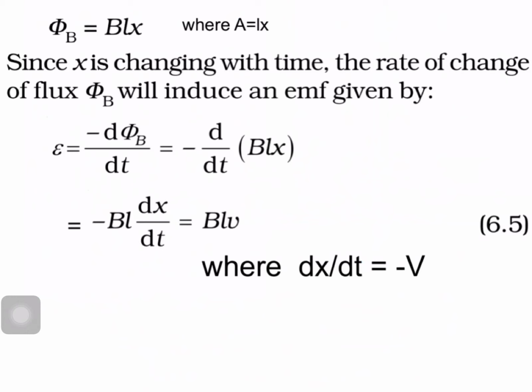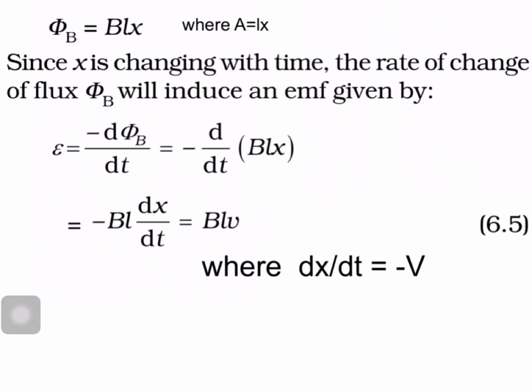Our aim is to derive the expression for the EMF. E equal to minus d phi by dt, that is equal to minus d by dt of BLX. But of the three quantities, X only is a variable quantity. The other two, B and L, are constant. B, the magnetic induction, is constant, and the length of the conductor is also constant. The breadth X only varies with respect to time. So B and L are constants, we cannot differentiate them. X is changing with respect to time, that is dx by dt.